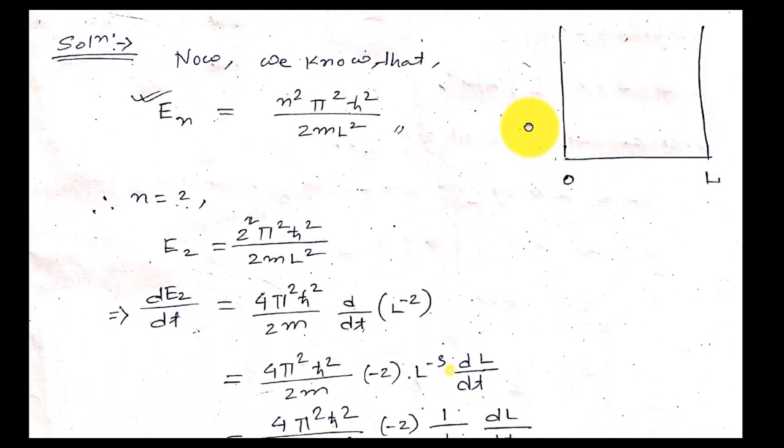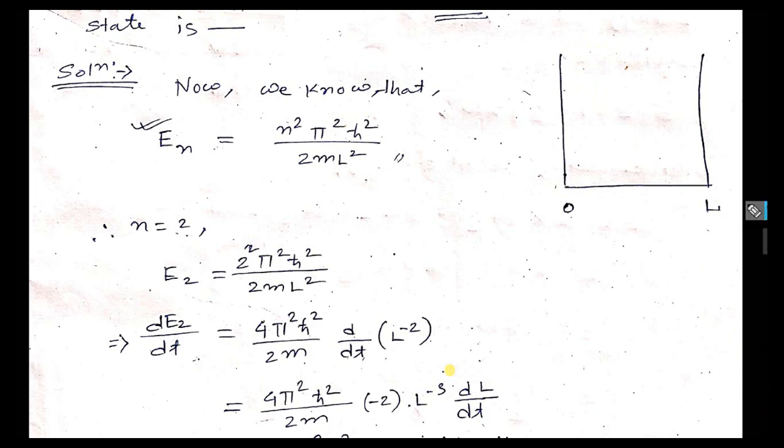Solution. Let us consider a one-dimensional box of length L. Now we know that when a particle is confined in a one-dimensional box of length L, the energy can be expressed as E_n equal to n squared pi squared h-bar squared by 2mL squared. This is the energy for a one-dimensional box where a particle is confined.